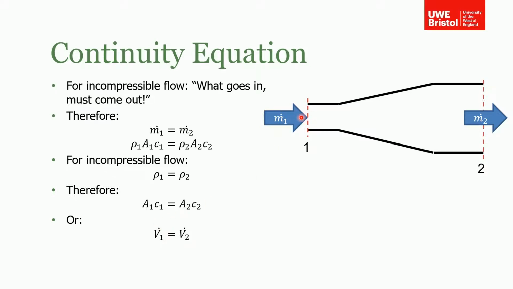So you can see here, this has got a small area, and this has got a large area. So if A1 is smaller than A2, then C1 must be bigger than C2 to maintain this continuity. Do you see that the actual velocities will change, but the volumetric flow rate and the mass flow rate will all remain constant.